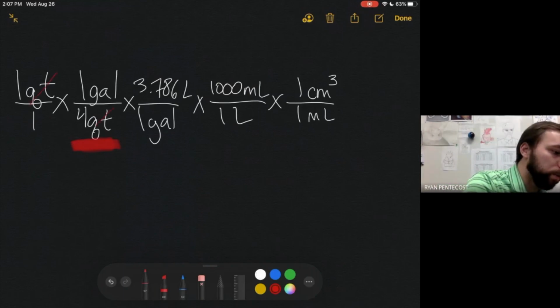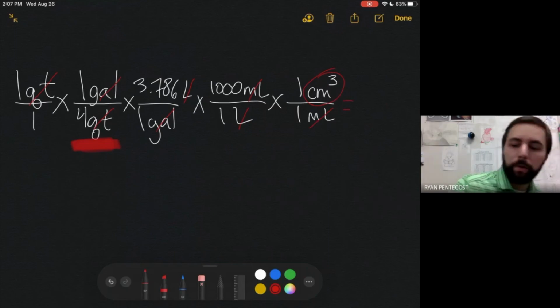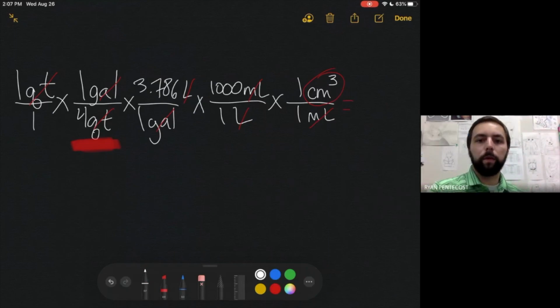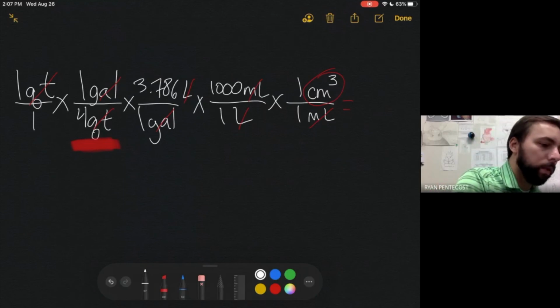So let's walk through this. We cancel out our quarts, cancel out gallons, cancel out liters, cancel out milliliters. And that will leave us with cubic centimeters. So let's do that math. Get out your handy dandy calculator. You've got 1 divided by 4 times 3.786 times 1,000 times 1. Okay, so then we have 946.5 cubic centimeters.